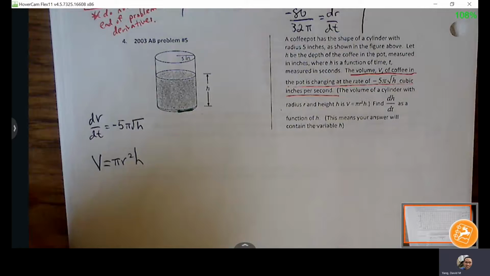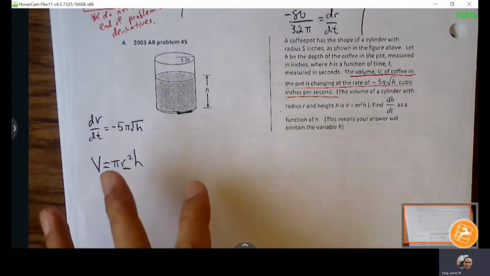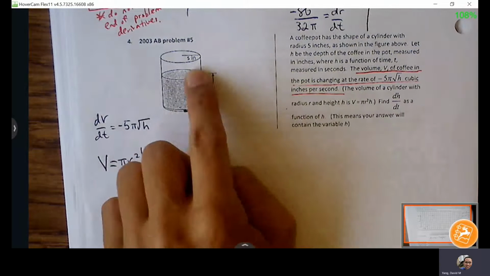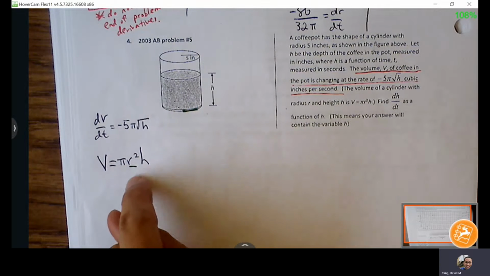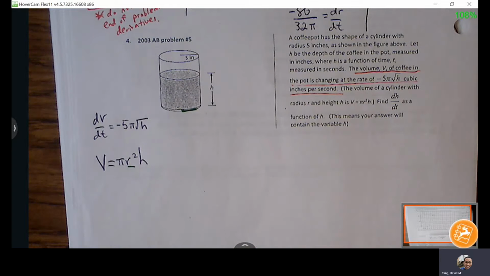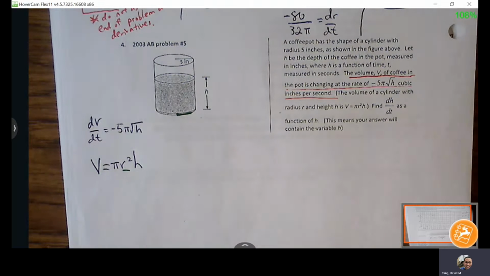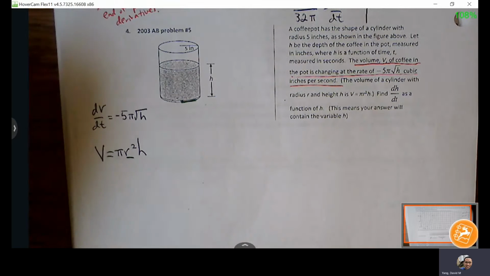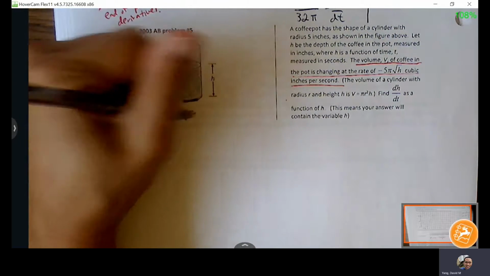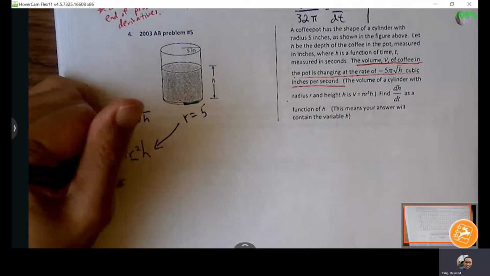Radius never changes, which means that, a lot of students want to do similar triangles here. There's no triangle for us to form. We can just make our substitution. Our goal for a cylinder is to get rid of the r as soon as possible because we can. With cones, we have to take the time to go through similar triangles, but here, radius never changes. There's no need to hold on to it. So what's our radius? 5. Make that substitution.